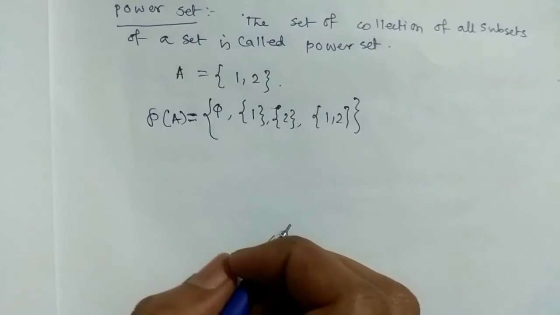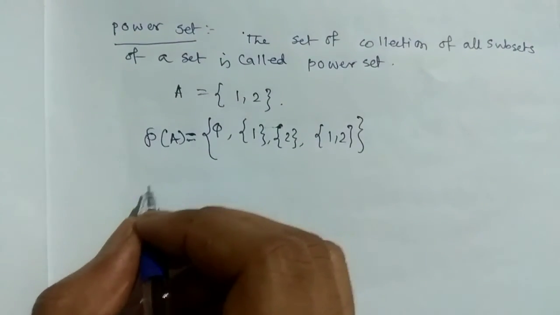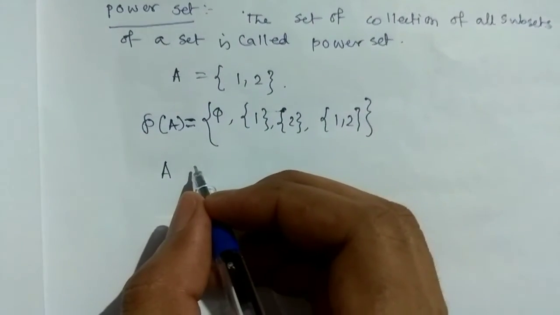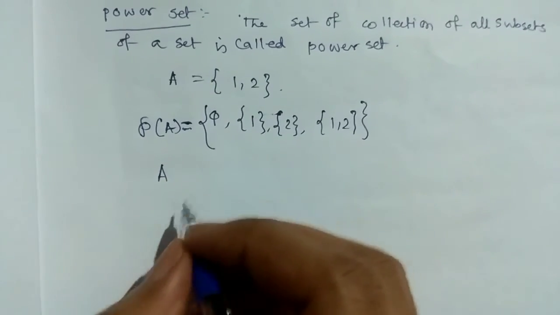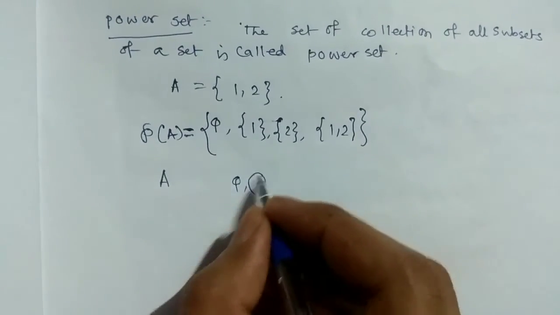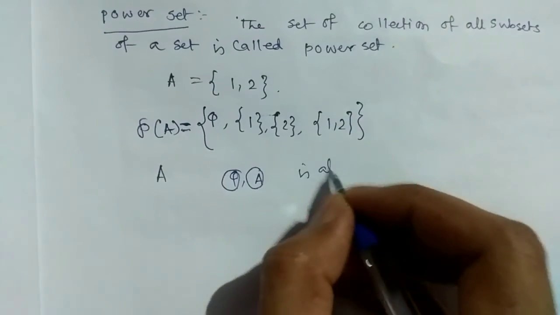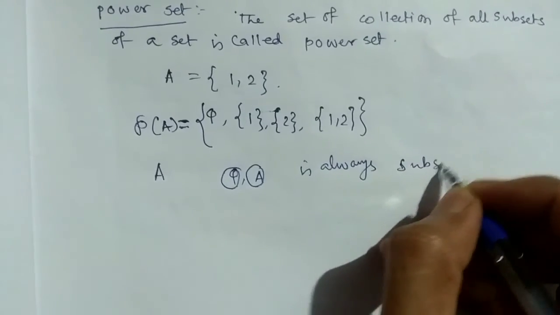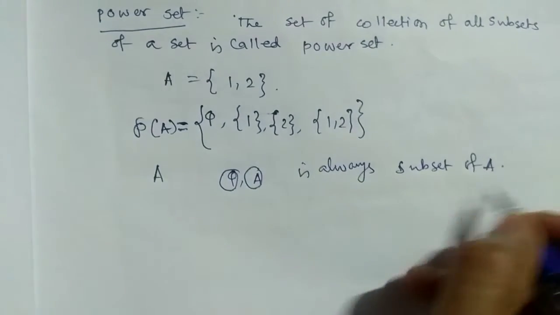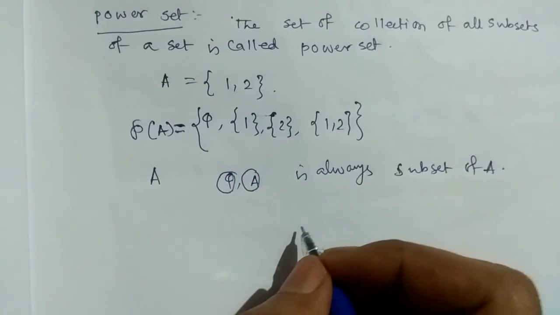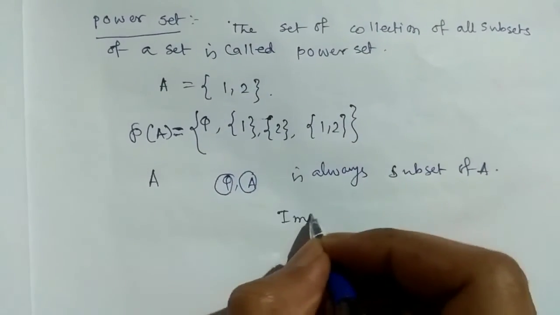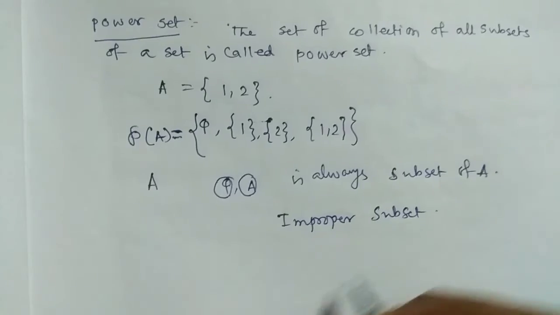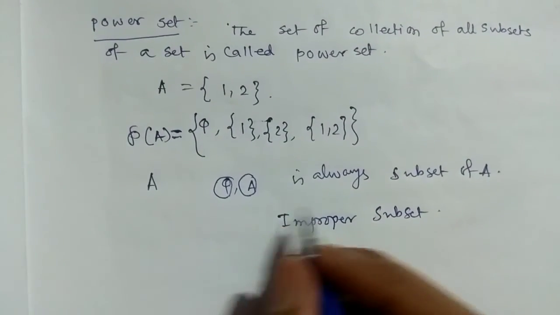And another thing we have to say: suppose A is any set, then phi and A are always subsets of A, and these two subsets are called improper subsets.